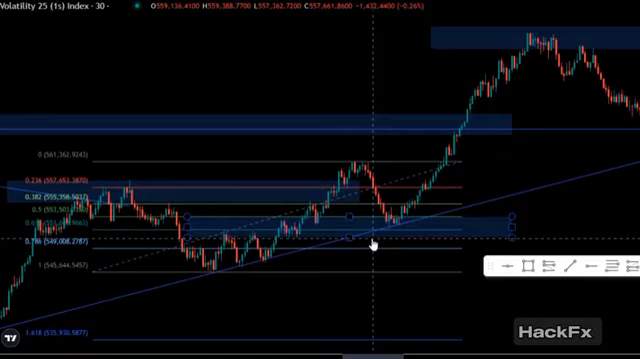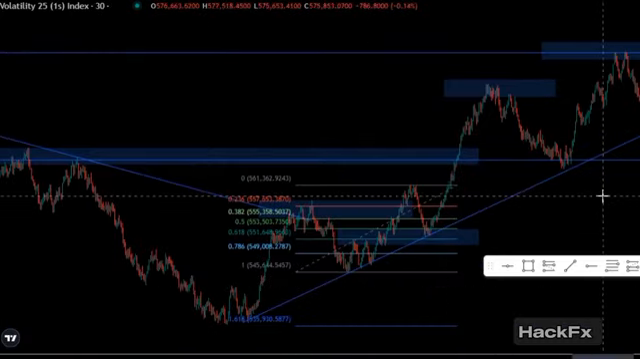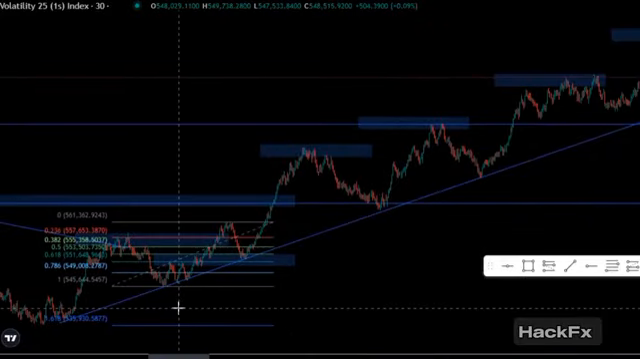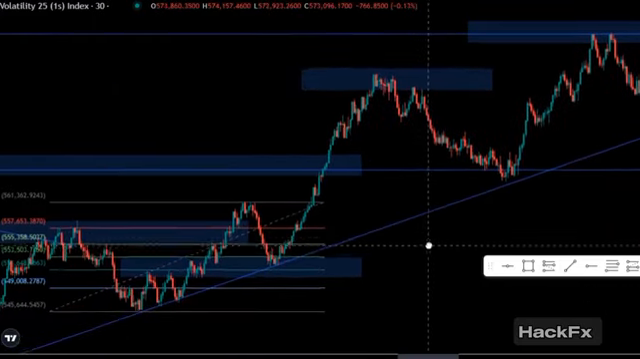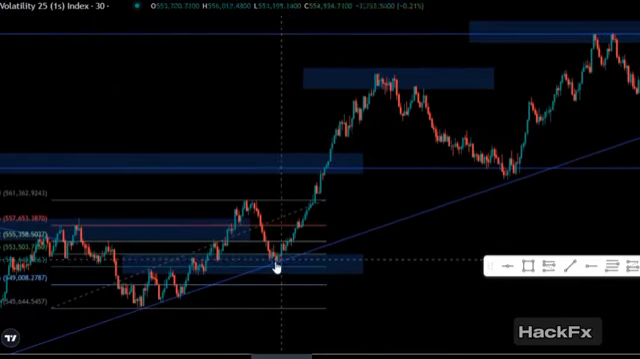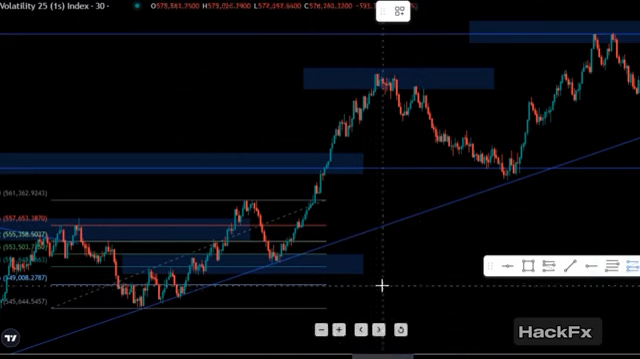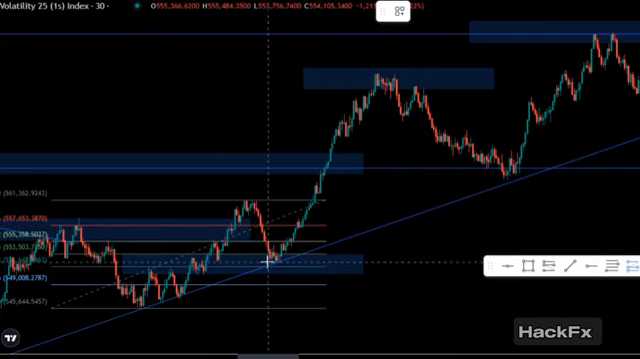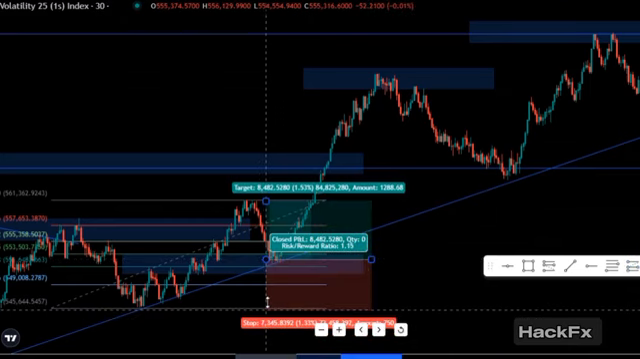You can see the trend tallied with the 61.8 and 50.0 zone. So once the market gets to that point, your objective at that point is to place a buy. Once you see that the market has gotten there, just place your buy.